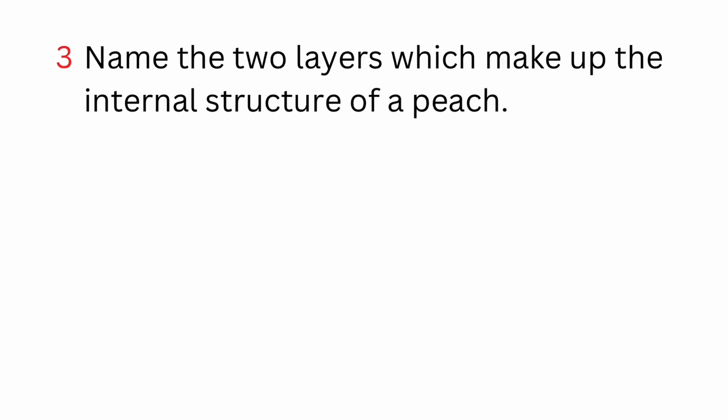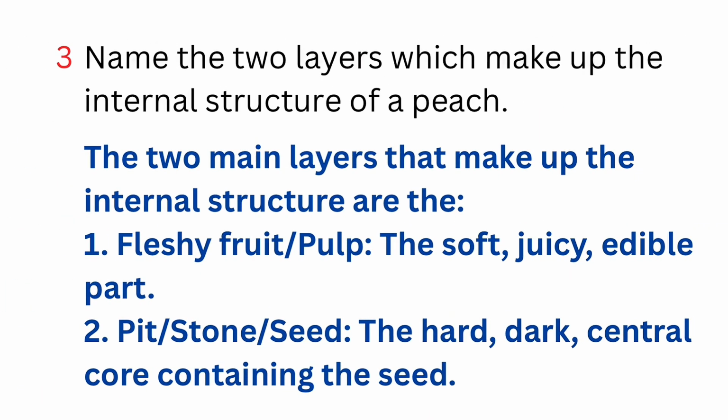Question number 3. Name the two layers which make up the internal structure of a peach. The two main layers that make up the internal structure are: number 1, the fleshy fruit part, the soft, juicy, edible part. Number 2, the pit or stone, the hard, dark, central core containing the seed.